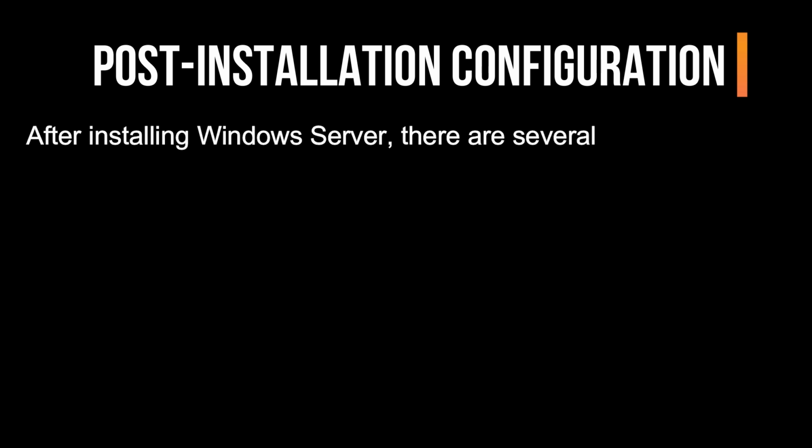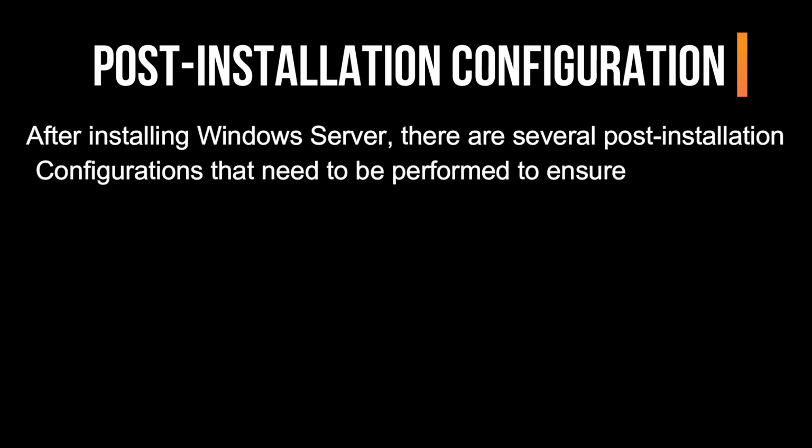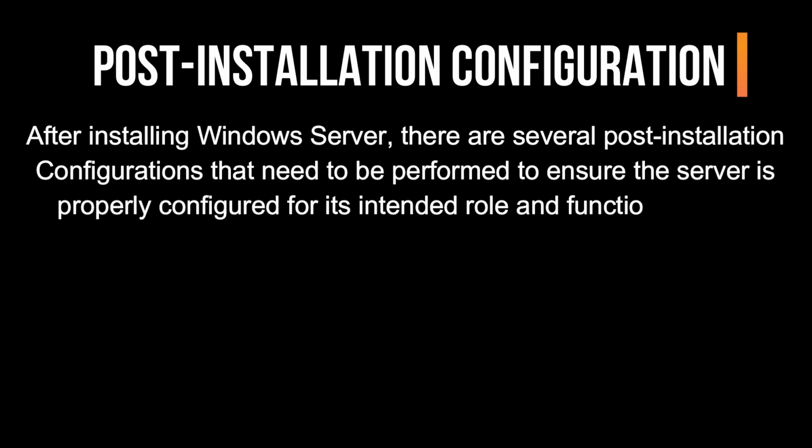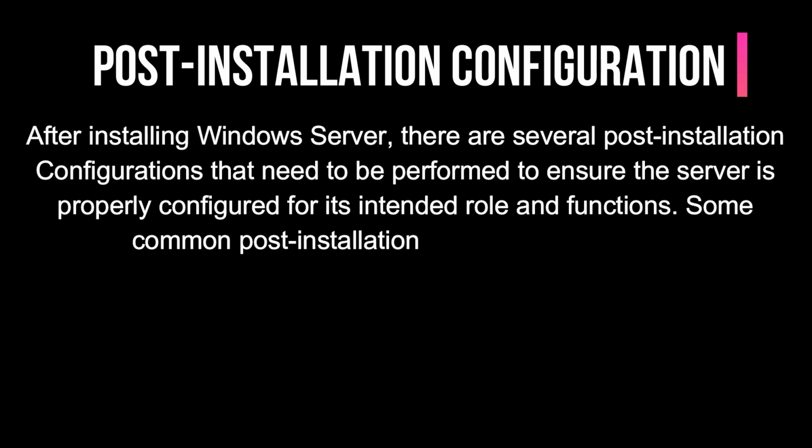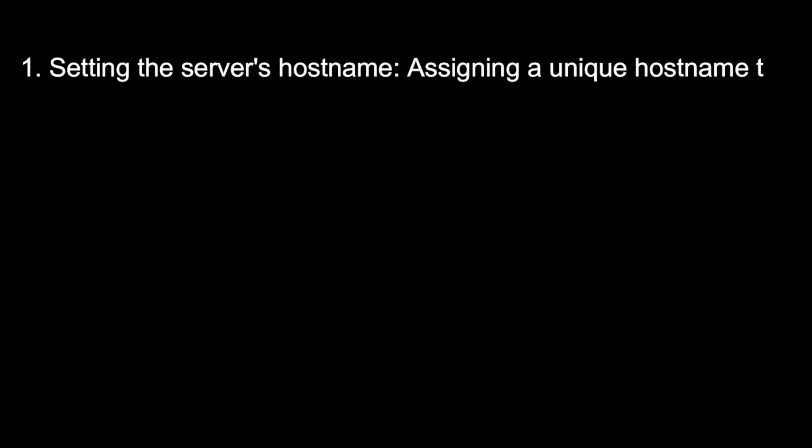Post-installation configuration. After installing Windows Server, there are several post-installation configurations that need to be performed to ensure the server is properly configured for its intended role and functions. Some common post-installation configurations include 1. Setting the server's hostname, assigning a unique hostname to the server to identify it on the network.